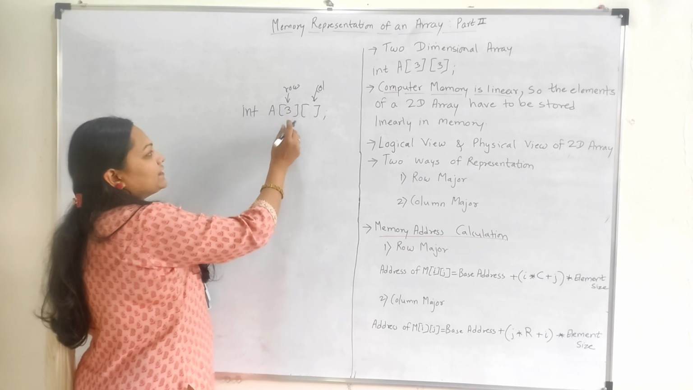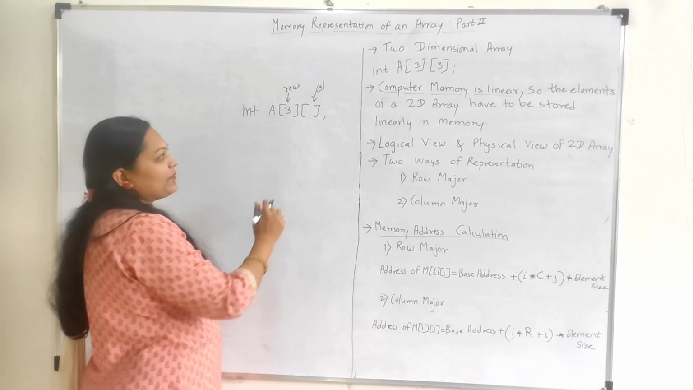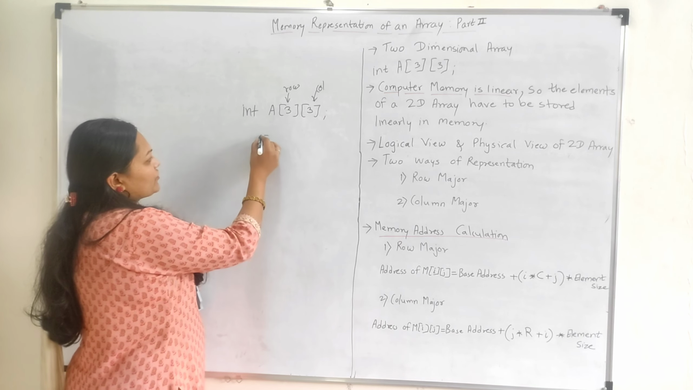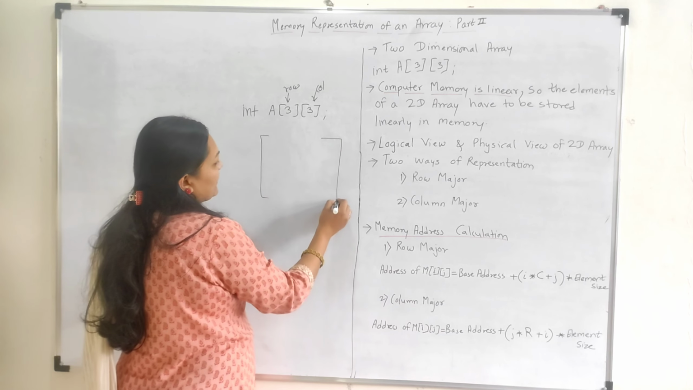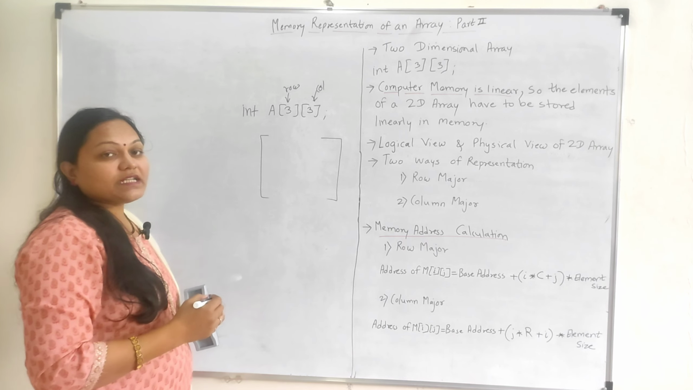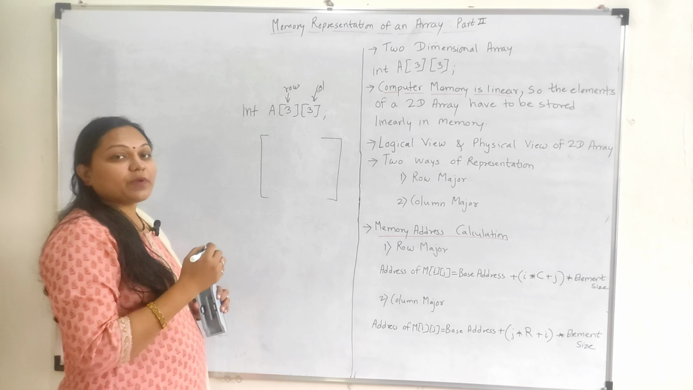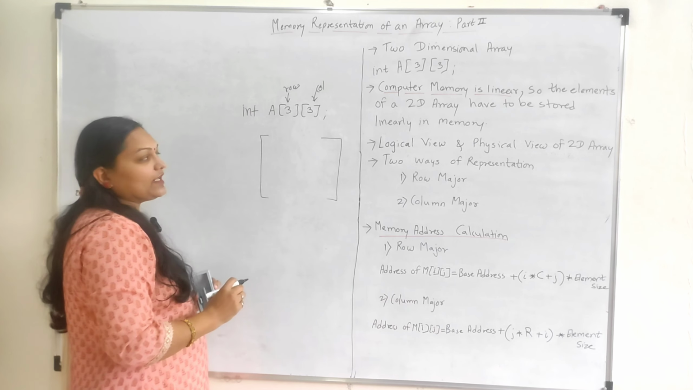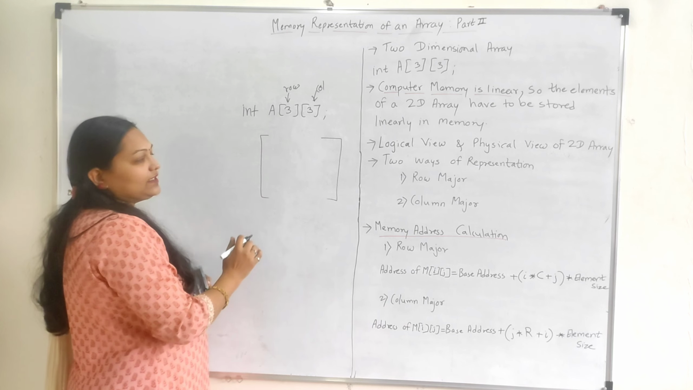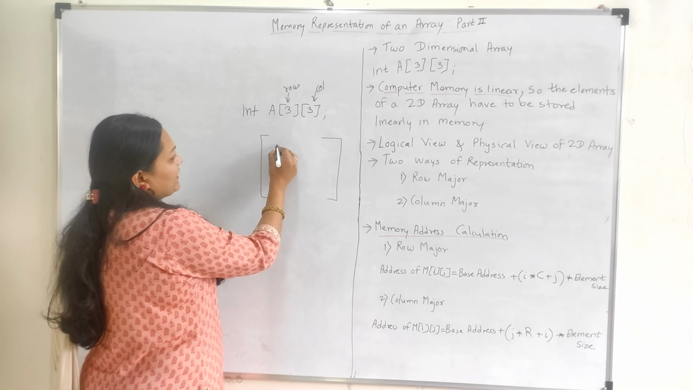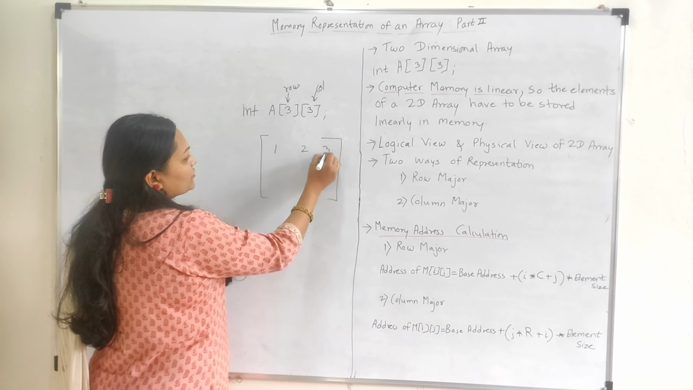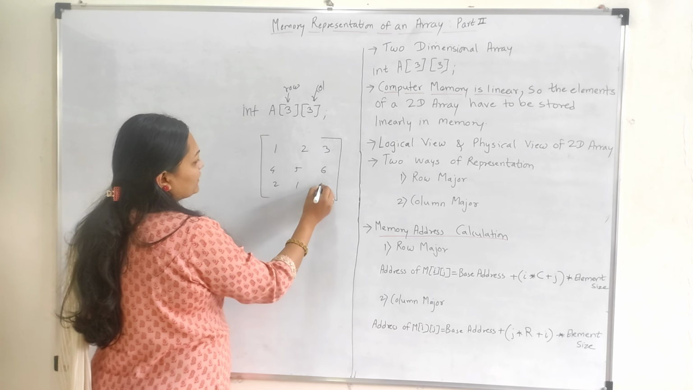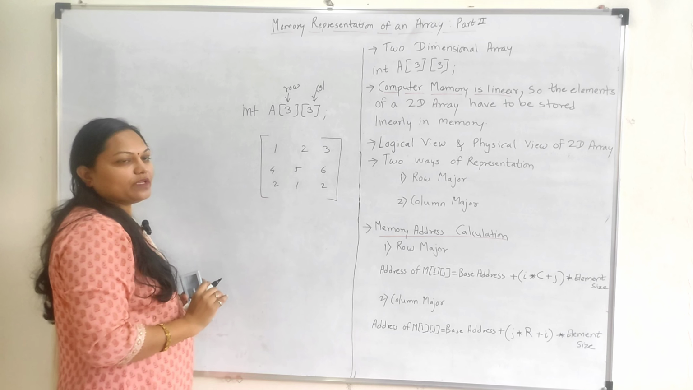Suppose we represent 3. So 3 rows will be there in the matrix and 3 columns will be there in the matrix. So you can represent a matrix like this. A two-dimensional array we can say is a matrix also, a table also. So if the size is 3 by 3, then you can represent that matrix like this: 1, 2, 3, 4, 5, 6, 2, 1, 2. Okay, this type of elements.